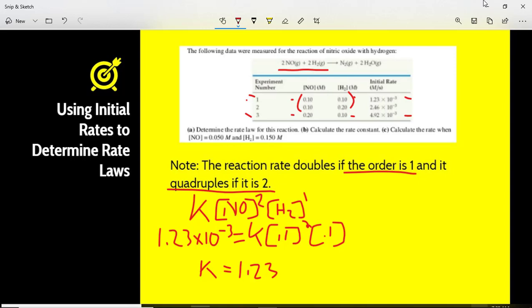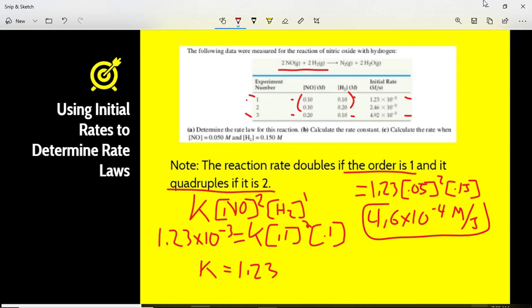And then the last part says to calculate the rate when you are given 2 different concentrations here. So again, we just plug back into K, and this time we're just going to solve for rate. So the rate's going to equal 1.23 times concentration of NO, 0.05. Remember, we square that, times 0.15. Again, we plug that back into our calculator and solve. What we end up getting is 4.6 times 10 to the negative fourth. Remember, that is rate, so use your proper units there.